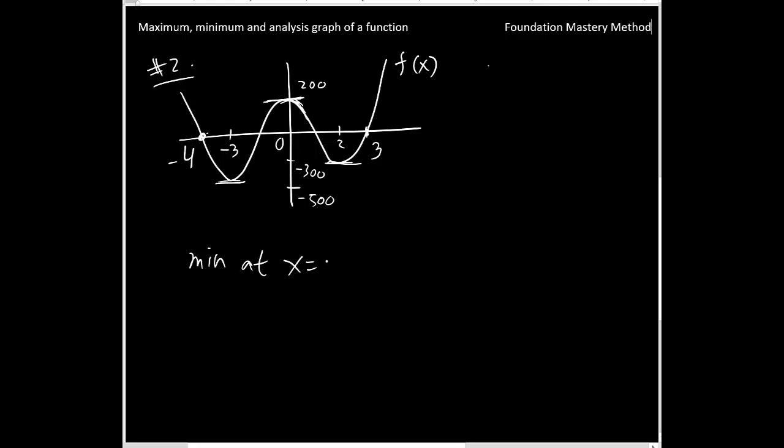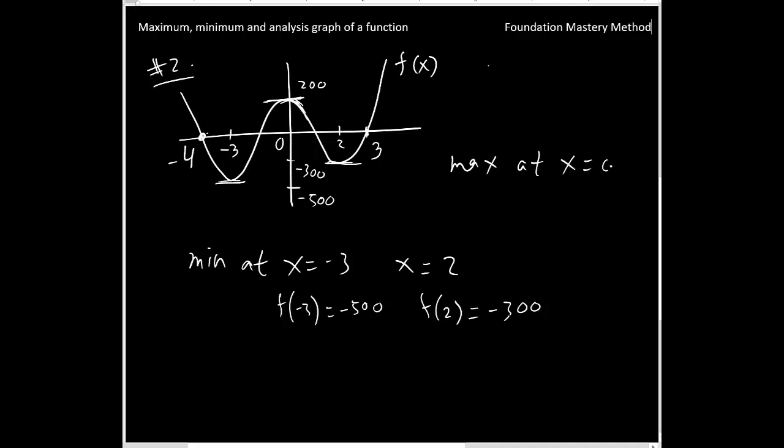So we can say we have a minimum at x equals -3, and the value of the function at -3 is say -500 according to this diagram. And then at x equals 2 we have another minimum. This one is -300, and then we have a max at x equals 0, and that maximum value is 200. So we have seen all this stuff.